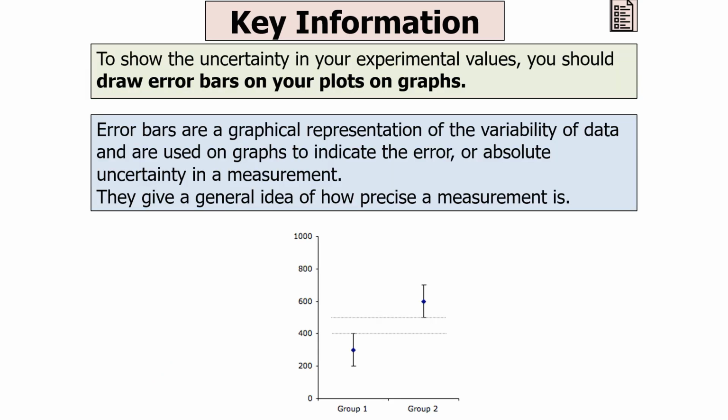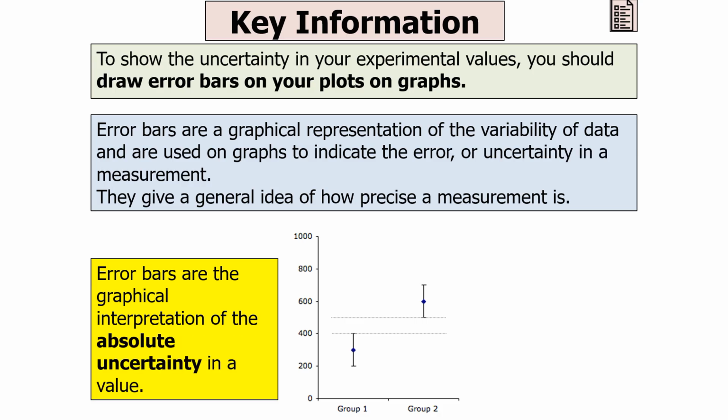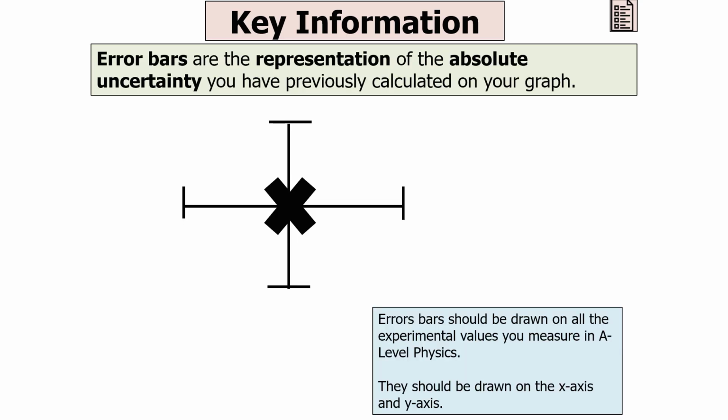Now, to show uncertainty in your experimental values, you should always draw error bars on your graphs. Error bars are a graphical representation of the variability of data and are used on graphs to indicate the error or the absolute uncertainty in a measurement, so they give a general idea of how precise a measurement is. Fundamentally, error bars are the graphical representation of uncertainty that you've previously calculated, so they are a graphical interpretation of the absolute uncertainty in a value. Now, really they should be drawn on all x-axis and y-axis values in A-level physics.